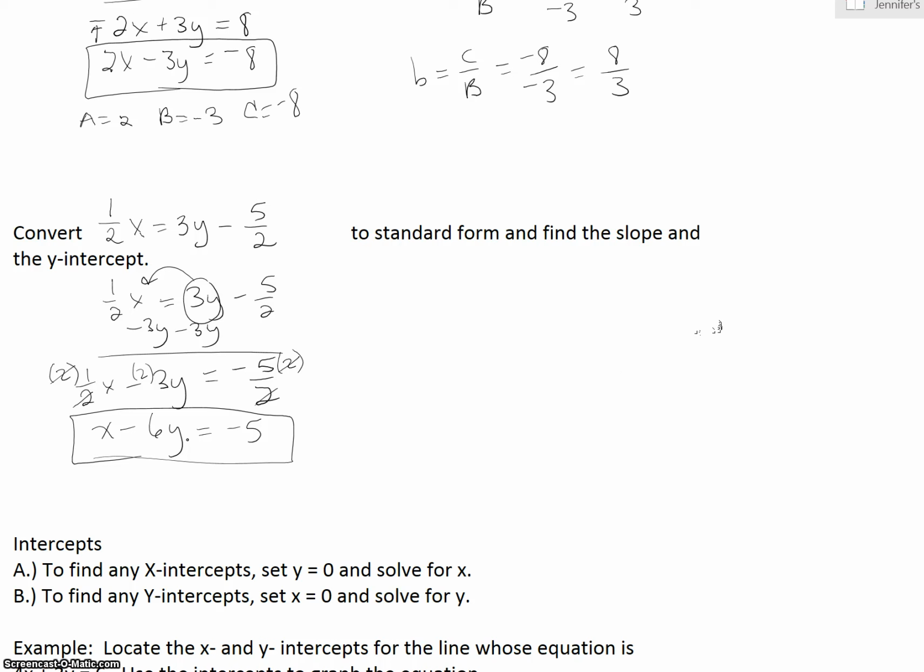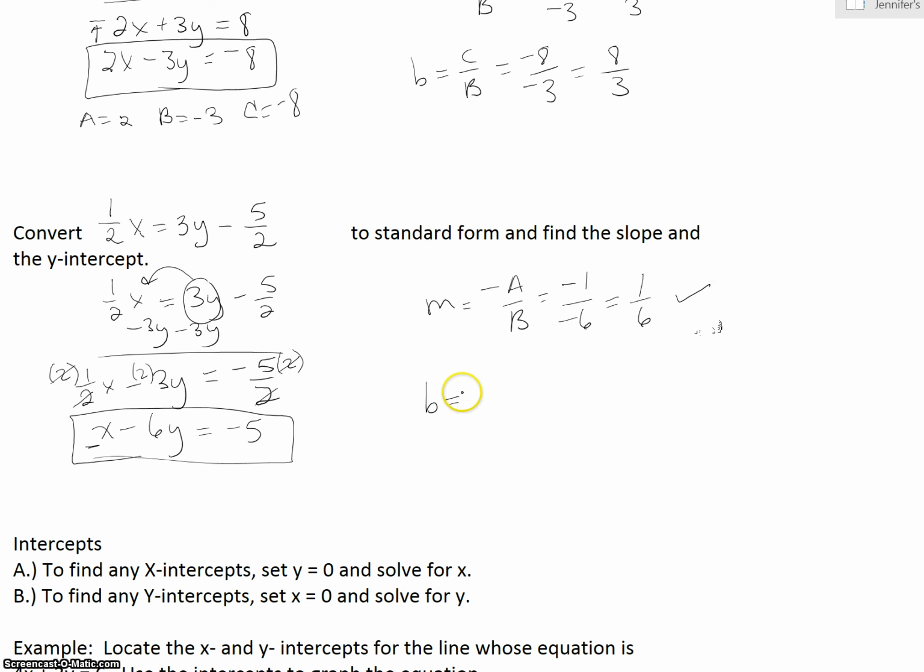If I want to find the slope, the formula for slope is negative a over b. My a is a 1 right here, so negative 1 over my b, which is negative 6. This simplifies to 1/6. There's my slope.